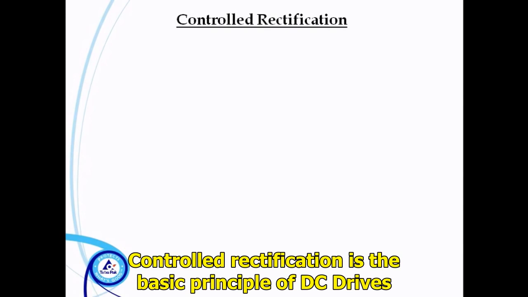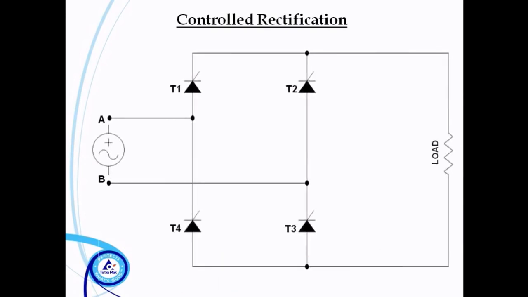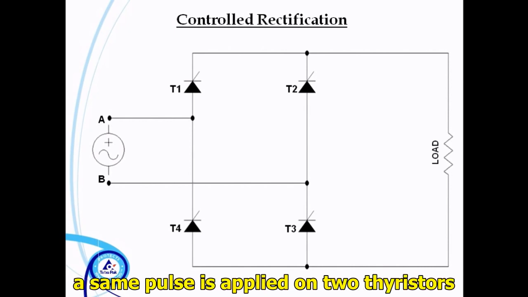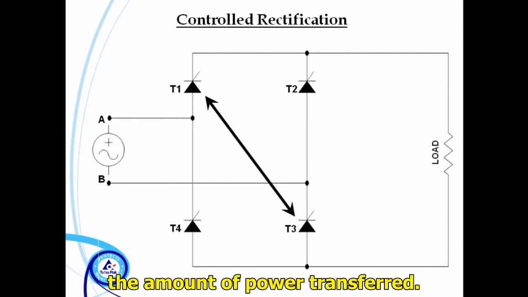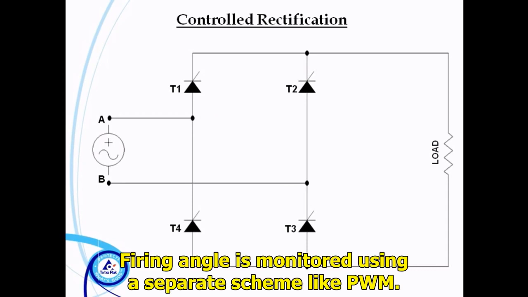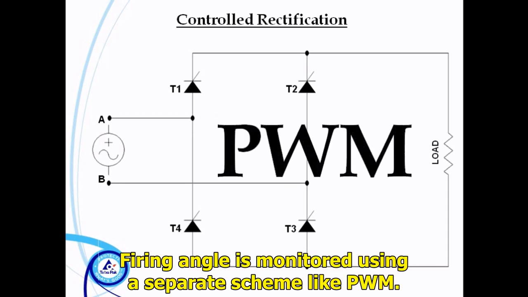Controlled rectification is the basic principle of DC drives, for which thyristors are used. In the bridge configuration, a same pulse is applied on 2 thyristors per half cycle of AC. The control angle of pulses determines the amount of power transferred. Firing angle is monitored using a separate scheme like PWM.